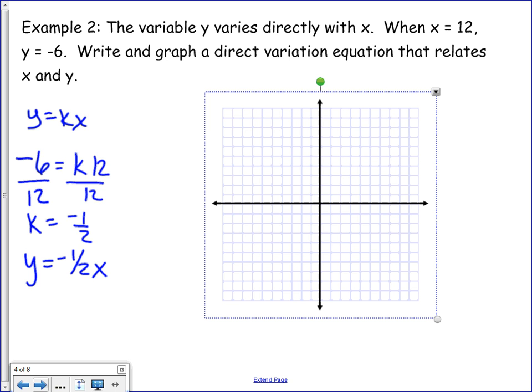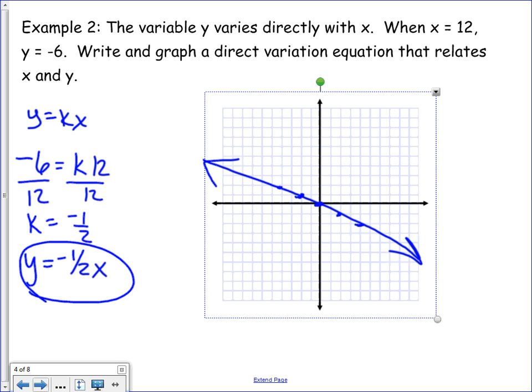Now we just need to graph that. When we graph that, we know the y-intercept is 0, and then the slope is negative 1/2, so that means we're going down 1 over 2, down 1 over 2, likewise up 1, left 2. Then we can just graph that. And that's our equation of y equals negative 1/2 x, our direct variation equation. When x is 12, y is negative 6, we found k, and then we wrote the equation and graphed it.